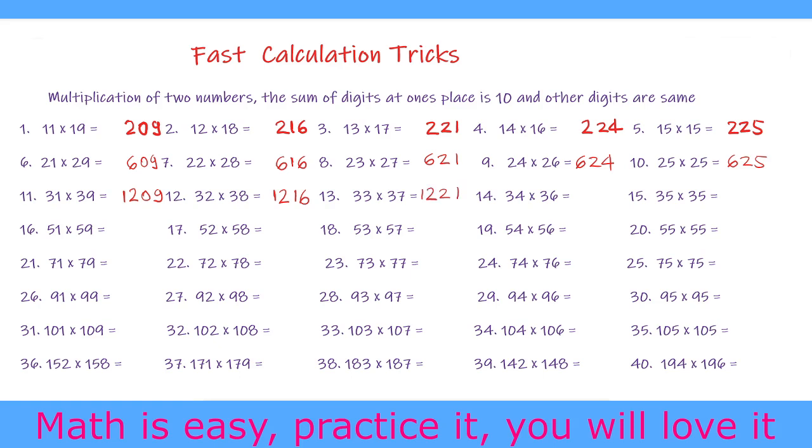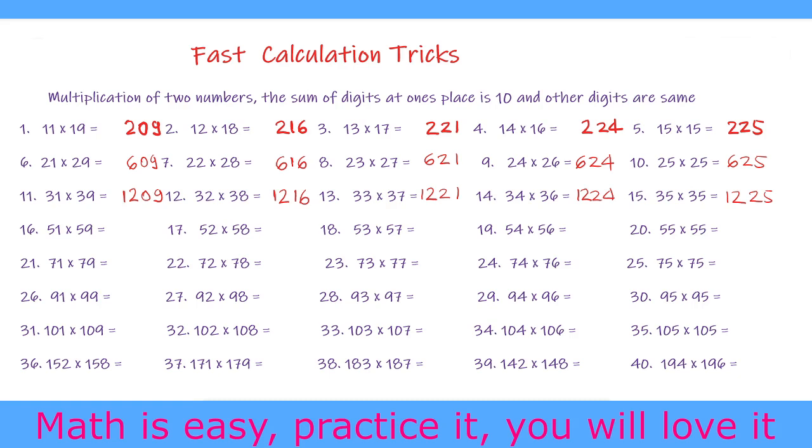And 34 multiplied by 36. 6 times 4 is 24, and 3 times 4 is 12. 35 multiplied by 35, 5 times 5 is 25, and 3 times 4 is 12. So 35 multiplied by 35 is 1225. Now 41 to 45, you do it by yourself.